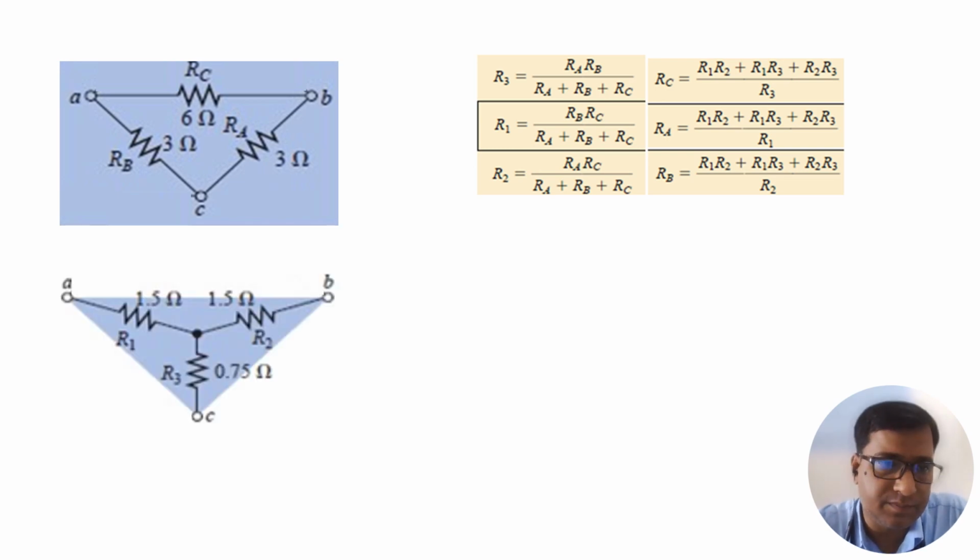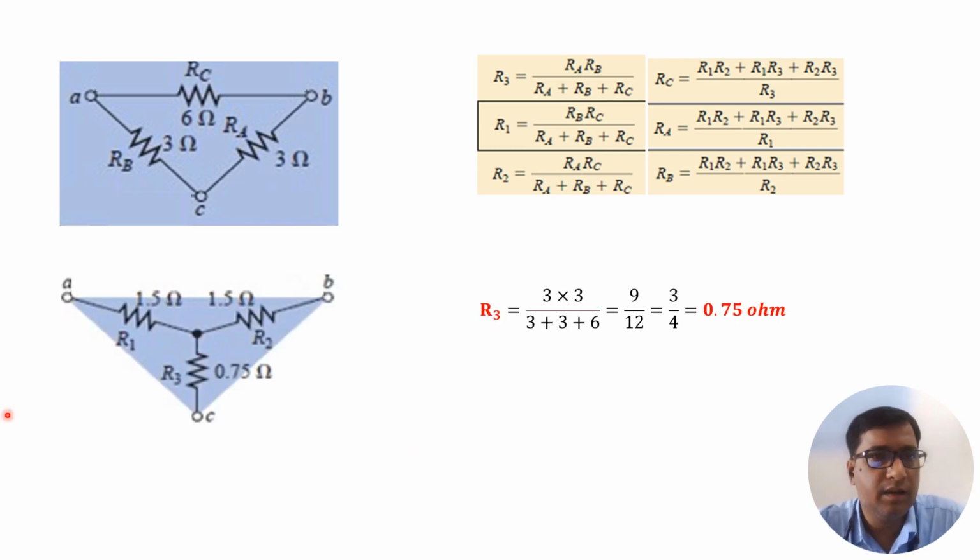Here, these are delta resistances 3, 3, and 6 ohm. They are connected in delta. Now we have to find its star equivalent. So that is the star equivalent. For example, we have to calculate the value of R3. R3 will be here. Here will be R2. Here will be R1.